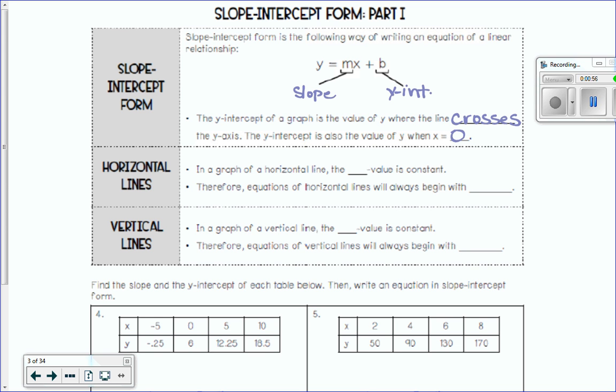So you can have an idea of what we're going to be looking for in a table. Horizontal lines. And horizontal lines look like this, in case you forget. In a graph of a horizontal line, the y value is constant. That's why our equation is y equals. Remember we saw that in our homework. Therefore, equations of horizontal lines will always begin with y equals.